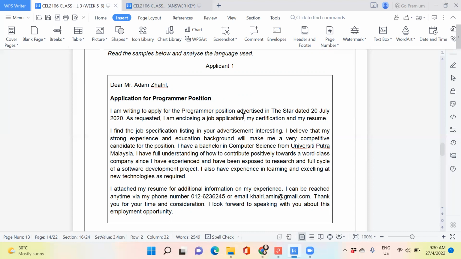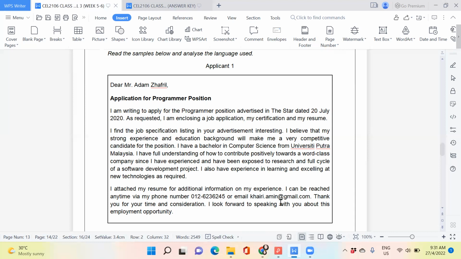Okay. All right. And then I find the job specification listing in your advertisement interesting. I believe that my strong experience. So this is another change that I'm talking about. You can sell your skills. What are the skills that you have? And why should they hire you? This is the part that you have to tell them. And then you have to mention the information. Okay, so you have your resume, and then provide your information once more so that it's easier for them to call you if you get selected. And as well, your email address.